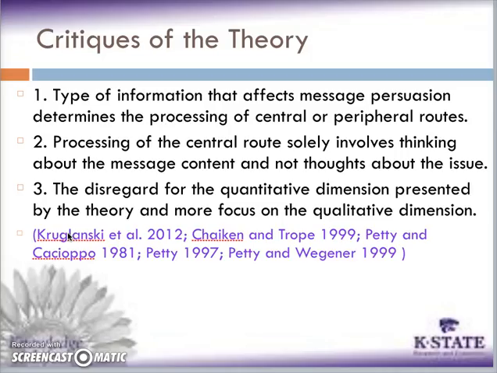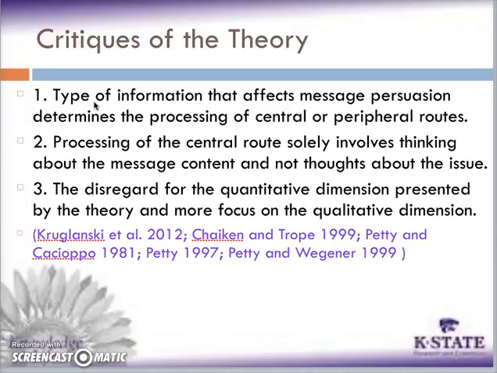I will elaborate about the 3 criticisms of the elaboration likelihood theory. The first one is the type of information. The type of information affects message persuasion, which is determined by the processing of central or peripheral routes. Message variables are only inferential when the central route is used, and information like source variables are only inferential when the peripheral route is used.